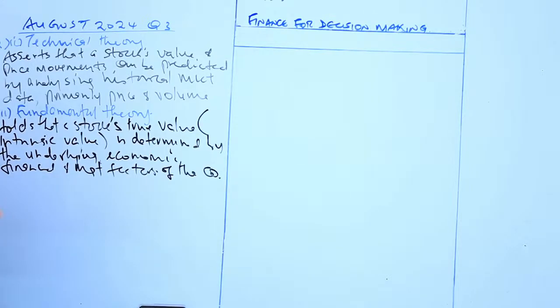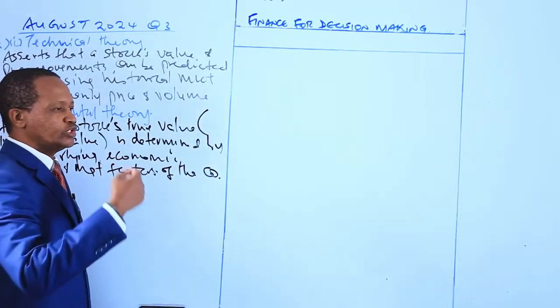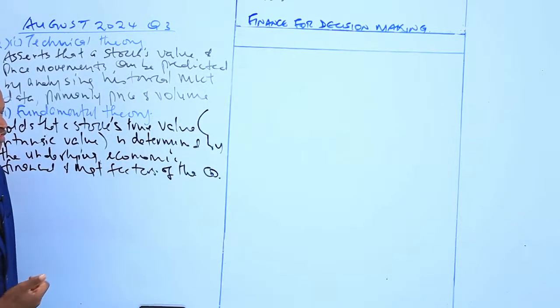The goal here is to estimate the intrinsic value using methods like discounted cash flow, and then compare it to the current market price. If the market price is lower than the intrinsic value, then the stock is considered undervalued and a good buy. You can buy such a share.